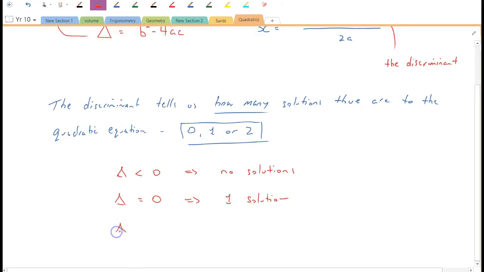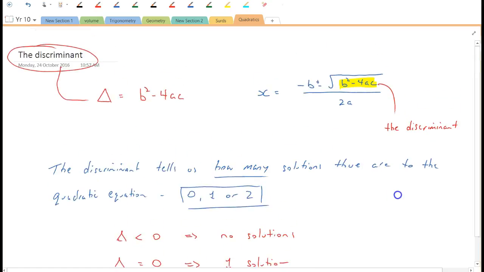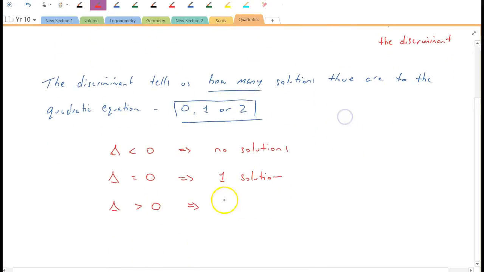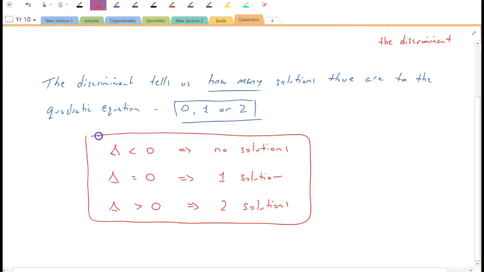And the other outcome, if the discriminant is greater than 0, which is most often the case, where this value is 10 or 20 or 5 or 1, then that means we can take the square root of it. It means we've got a value here, and then we're getting our two solutions from plus that value and minus that value. So that would mean we have two solutions. Right, you need to write this down and remember it.